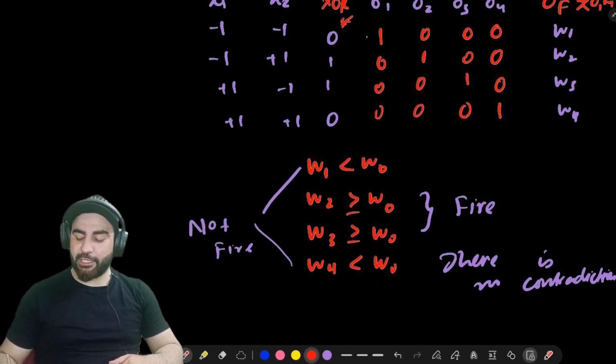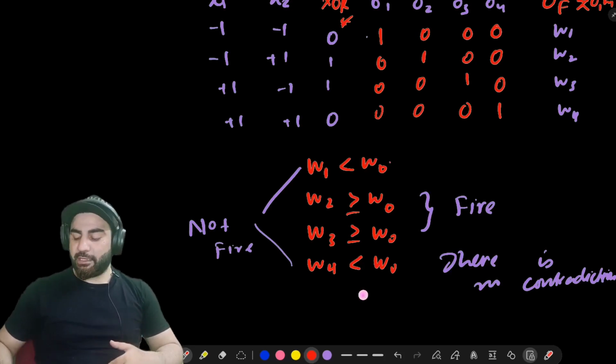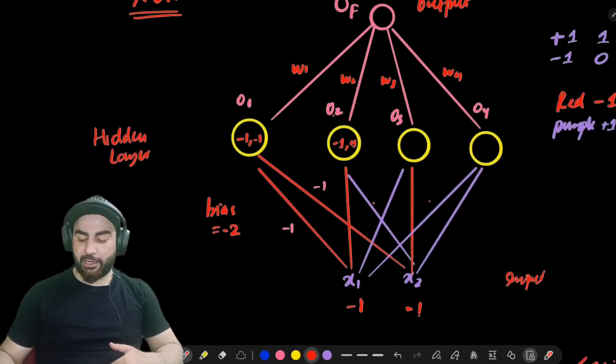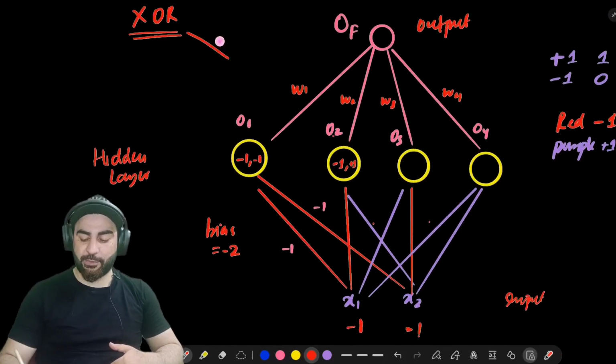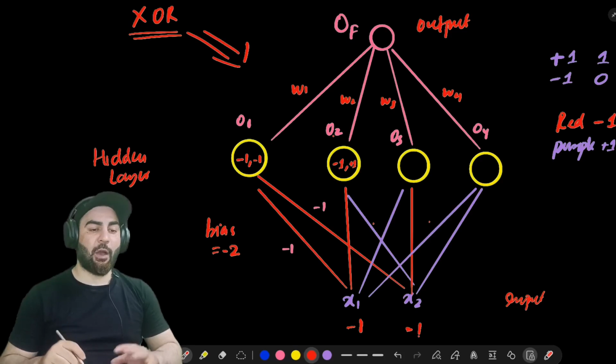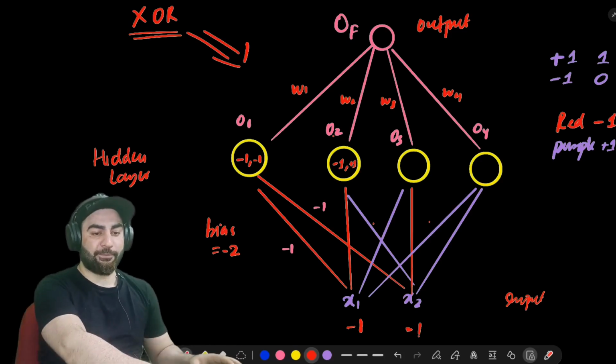And now if you see these inequalities, what I said is there is no contradiction. You can set values for W0, W1, W2, and W3 in such a way that there is no problem with this. So this is modeling your XOR. This is perfectly modeling your XOR. How many of you agree on this point that this is modeling XOR?